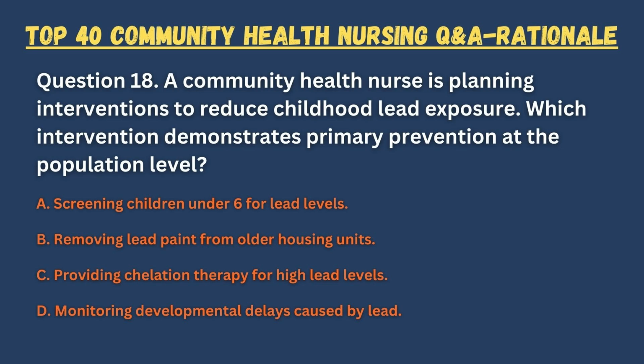Question 18. A community health nurse is planning interventions to reduce childhood lead exposure. Which intervention demonstrates primary prevention at the population level? A. Screening children under 6 for lead levels. B. Removing lead paint from older housing units. C. Providing chelation therapy for high lead levels. D. Monitoring developmental delays caused by lead.